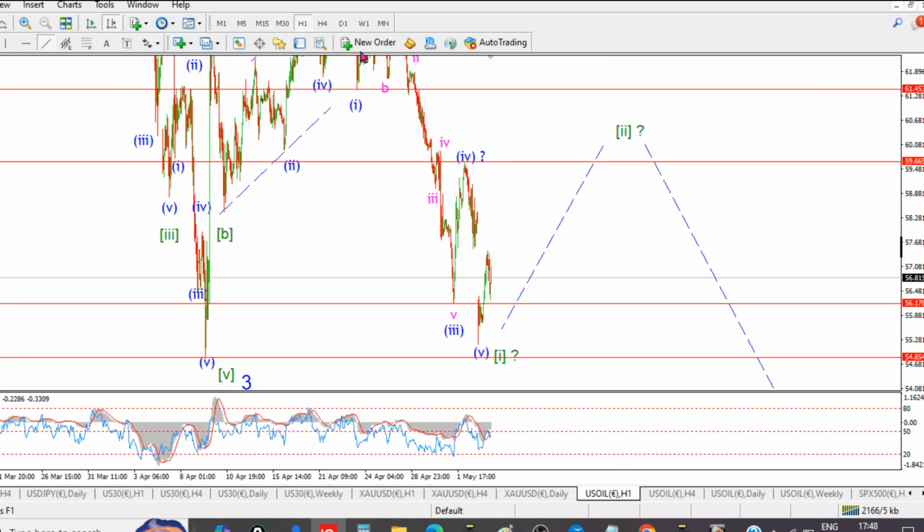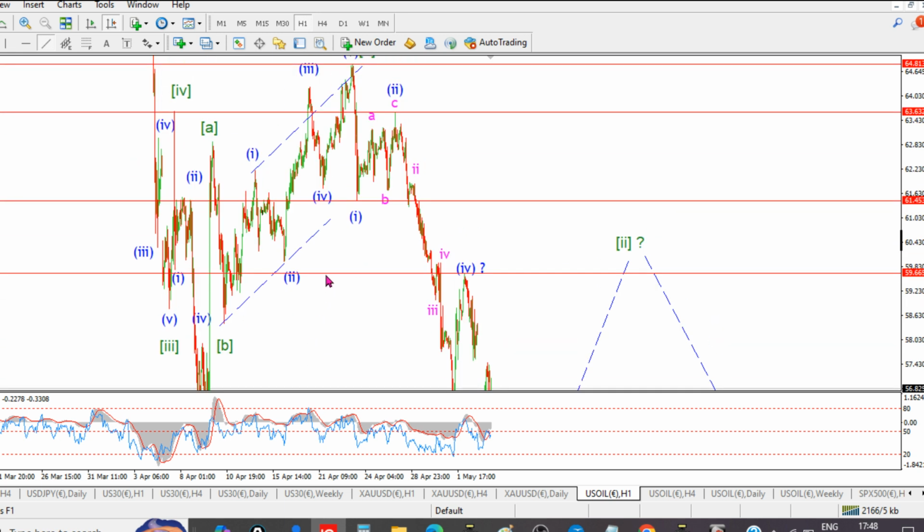If we go into the hourly count, I'll show you that. So we have 5 waves down. So 1, 2, 3, 4, and 5. So far, the bounce today is in line with what I kind of expected in the short-term count. So we would look for 3 waves up this week. So in the short term, it's probably fairly oversold.